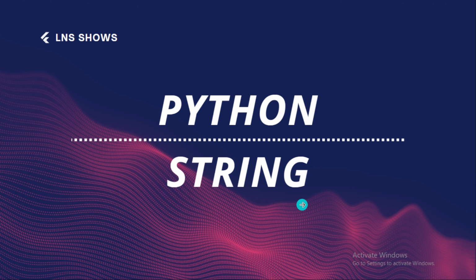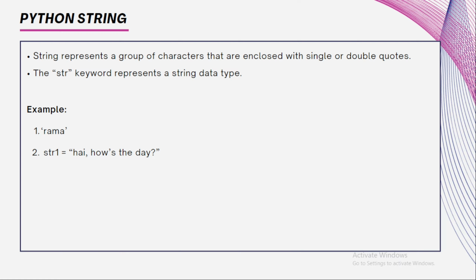In today's session, we will be discussing Python string. A string represents a group of characters that are enclosed with single or double quotes, and it is represented with the str keyword. We have already dealt with examples in sequence data types, but I will briefly go over a few examples here as well. str1 is a variable that has the value "hi, how's the day", enclosed with double quotes.